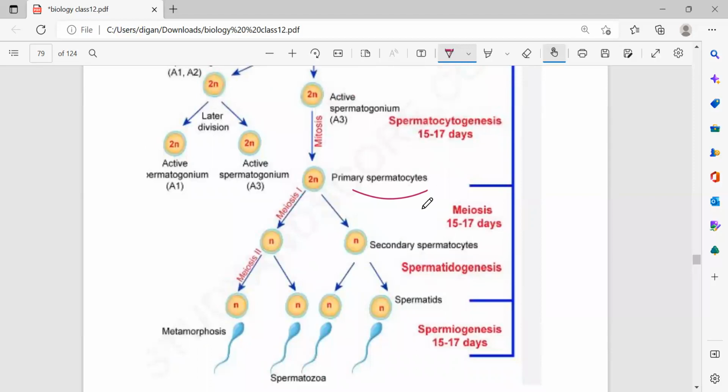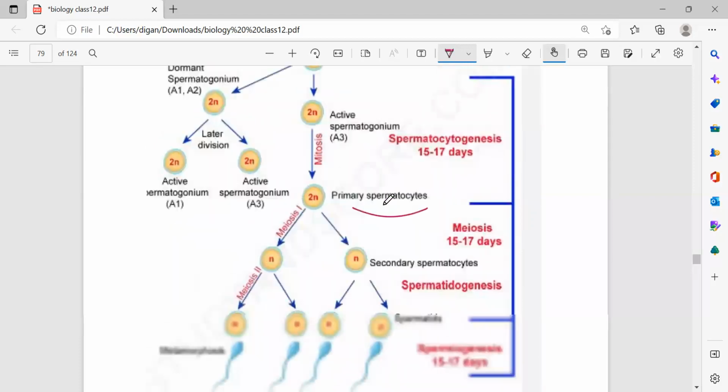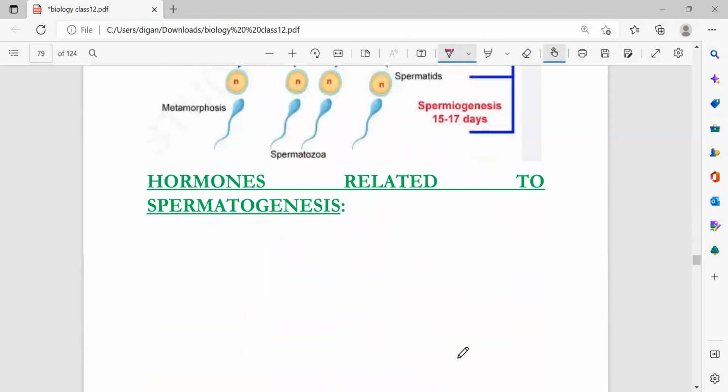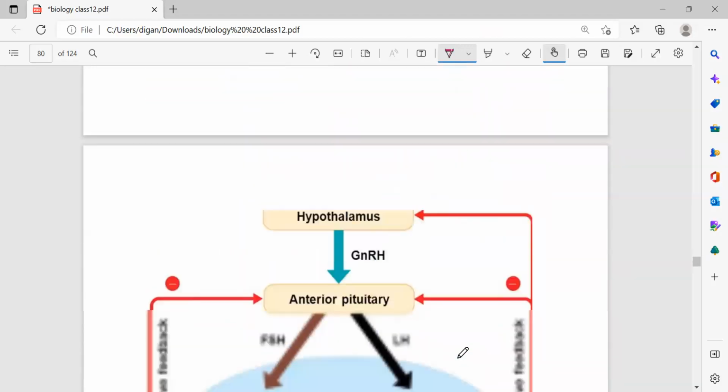So in the whole spermatogenesis process, the names of the 3 steps are: the first one is spermatocytogenesis, where the number of chromosomes will be the same and the division is mitosis. The next step is called spermatidiogenesis, and here the number of chromosomes becomes half, and this step undergoes meiosis division. The last step is known as spermiogenesis.